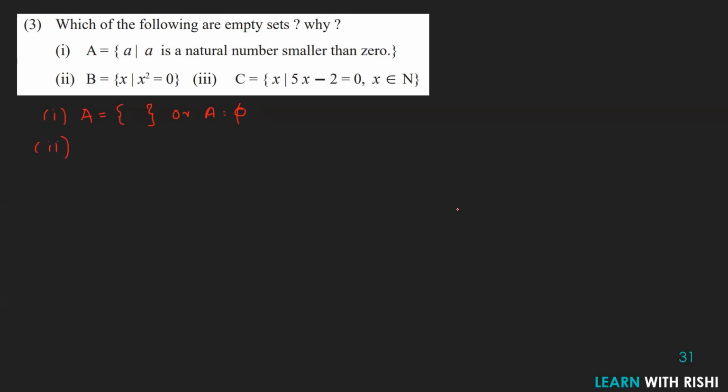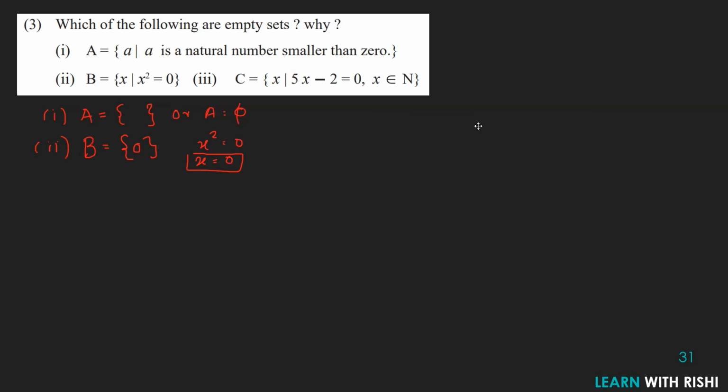Second, B is equal to set of all x such that x square is equal to 0. Now, is this a null set? No, it is not a null set because, see, if x square is equal to 0, then x is equal to 0. 0 square is 0. So 0 is the value of x. So I can write 0 is the value of x.